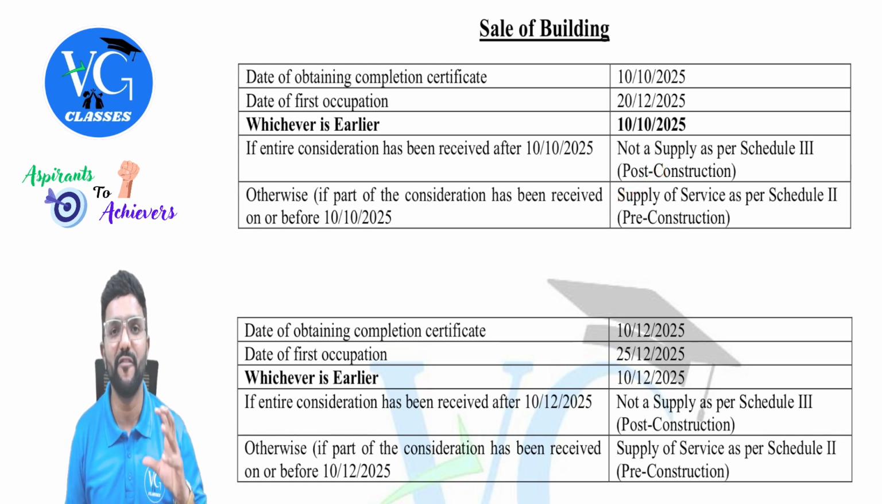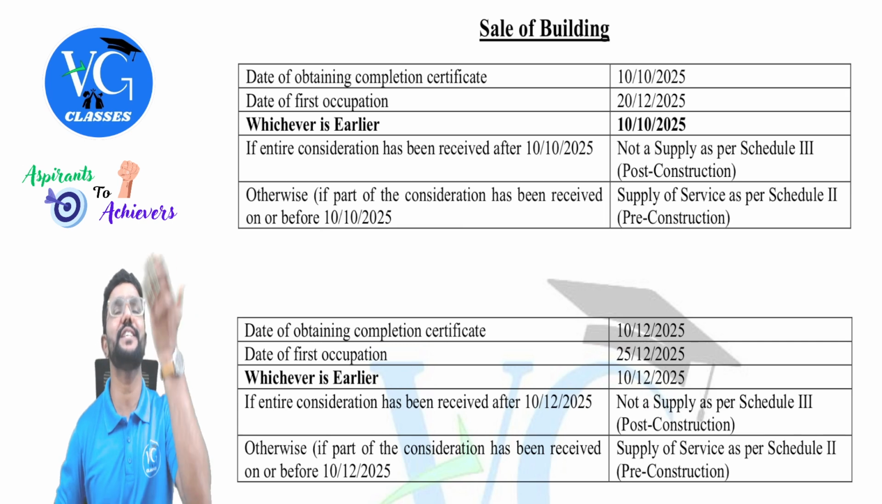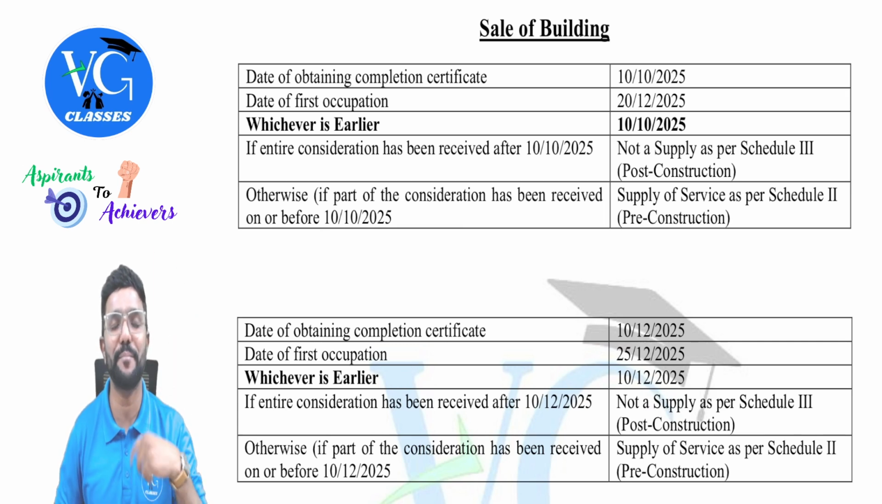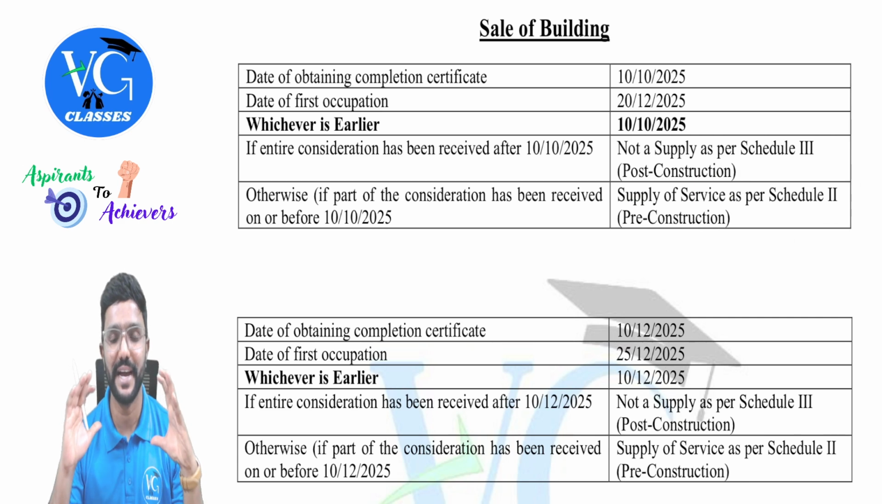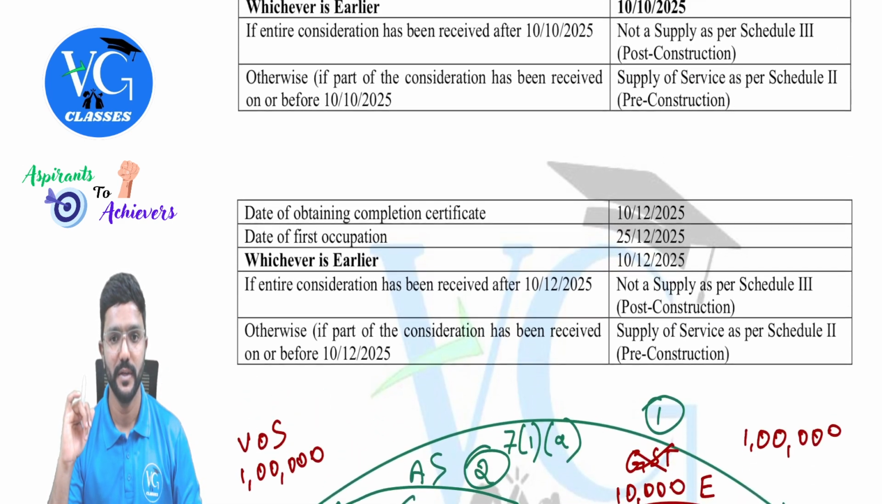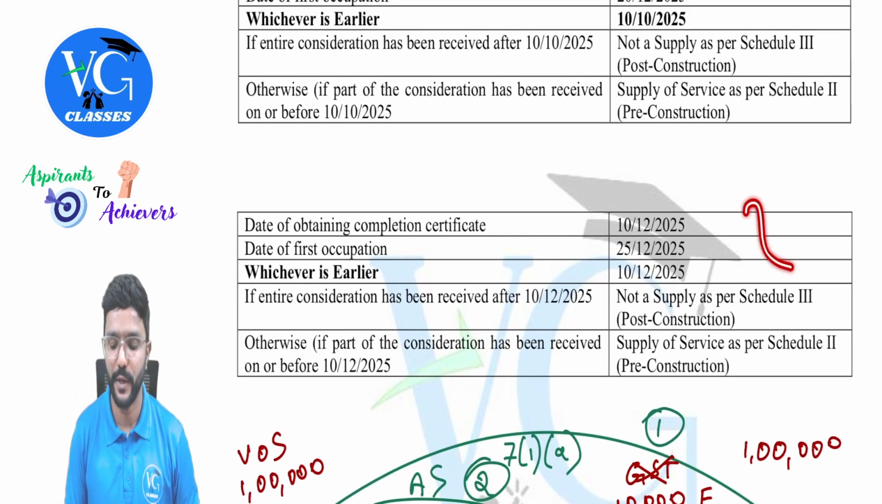That is, supply of a pre-constructed building is like a supply of plan. The building is still not ready, you already sold it. It is like a supply of plan. So it is treated as supply of services as per Schedule 2. I repeat this. I have also given one more example. If you want, you can just pause and look into it.